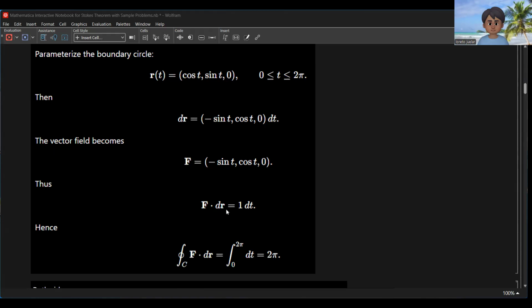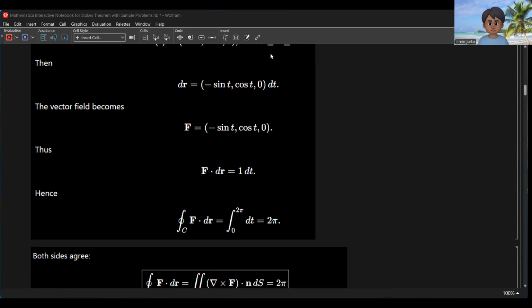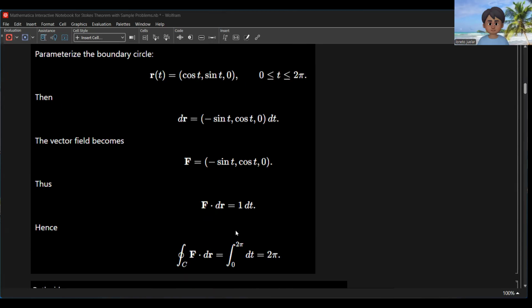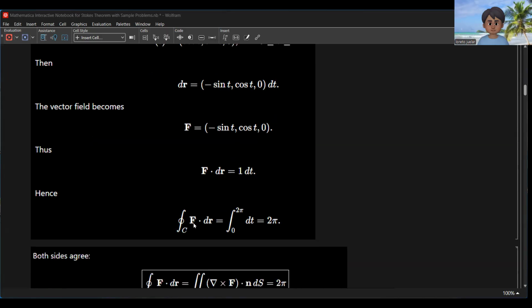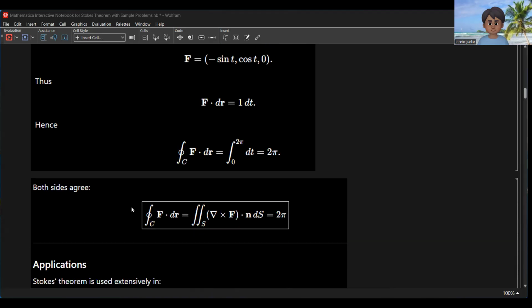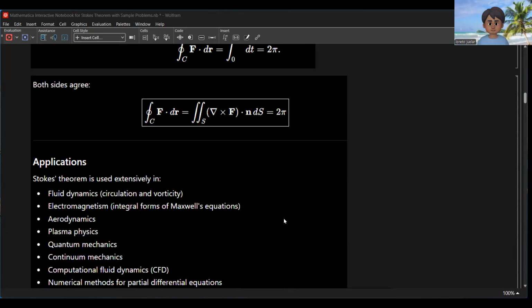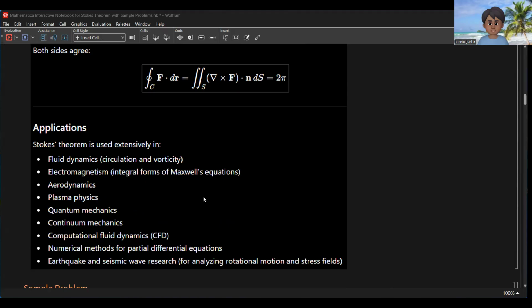Our product of F and dr now is equal to 1 dt here. So the integral of F dot dr from 0 to 2 pi is equal to the integral of 1 times dt, so that is equal to 2 pi. So both sides agree: the line integral of F dot dr and the surface integral of the curl of F dot n dS are equal to 2 pi.